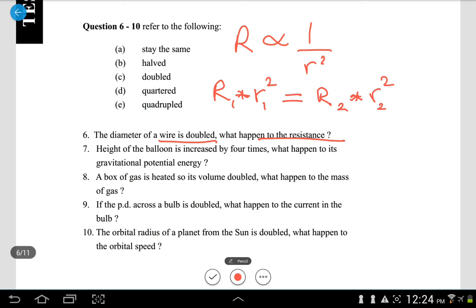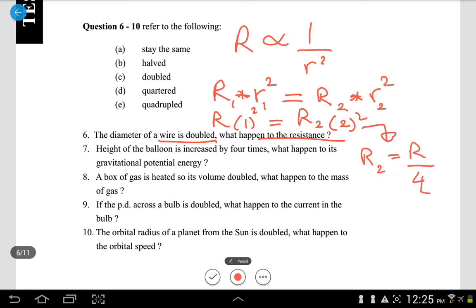So for instance, R1, let it be big R, and this radius, let it be 1 squared, equals R2, which is what we would like to find. Now, if the diameter doubled, the radius also doubled. So you double this, you're getting 2 squared. So 2 squared is 4. So my answer is R2 equals R divided by 4. So it's being quartered. So the answer for number 6 is D.